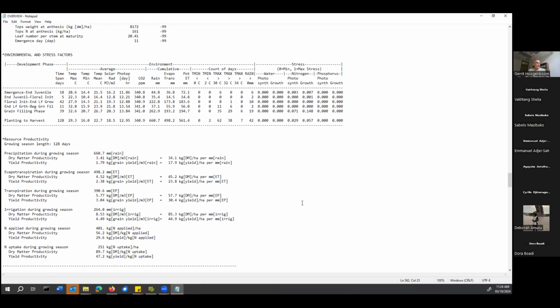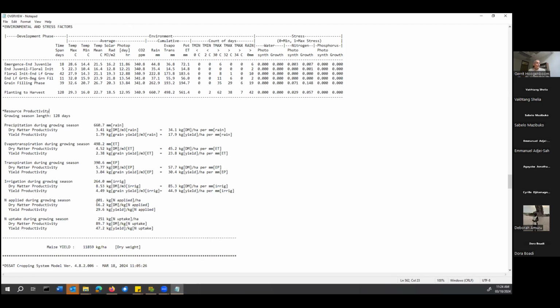We also calculate resource productivity. Depending on what you're interested in, if you're interested in rainfall only, in irrigation, if you look at dry matter productivity, if you look at yield productivity, we calculate all of those as well with respect to water. Then we also do the same with respect to nitrogen applied for dry matter and for yield, and also nitrogen uptake versus applied for dry matter productivity and for yield.